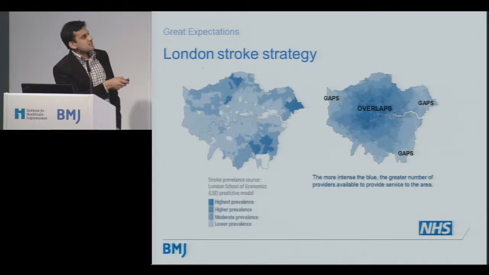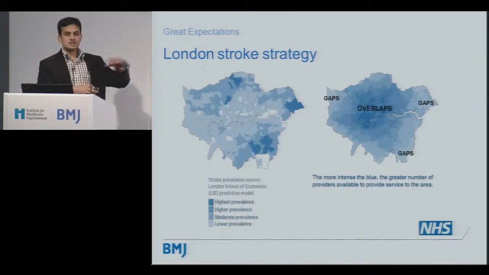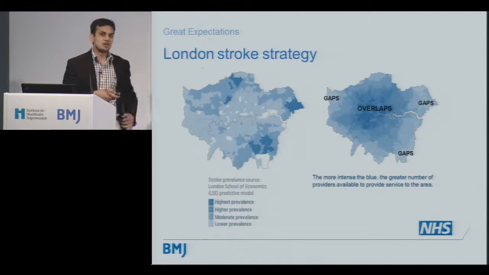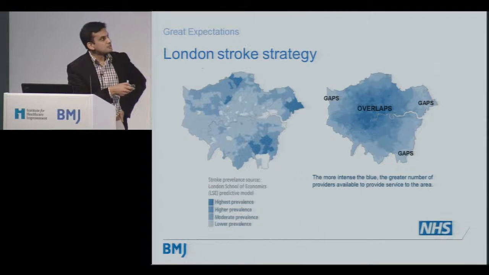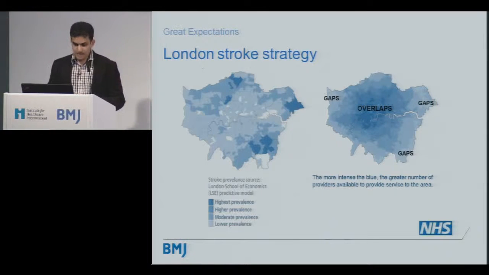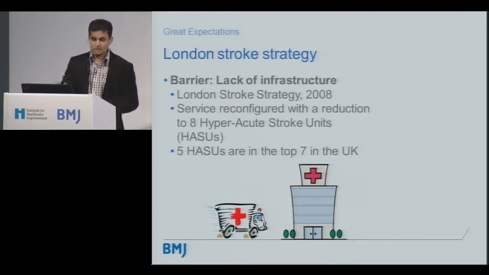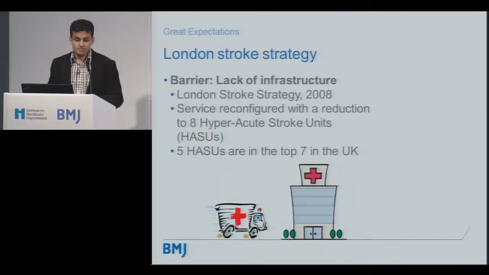But if we look at the hospital services provided for stroke thrombolysis, most of them are concentrated in the middle. So if you had a stroke in the middle of London, there were about 15 hospitals within a half hour journey away. Whereas if you had one on the edges of London, at the gaps, there's one or two, if you're lucky. In London, what happened, and there'll be more about this tomorrow, Dame Ruth Carnall is talking about the London stroke strategy tomorrow morning.